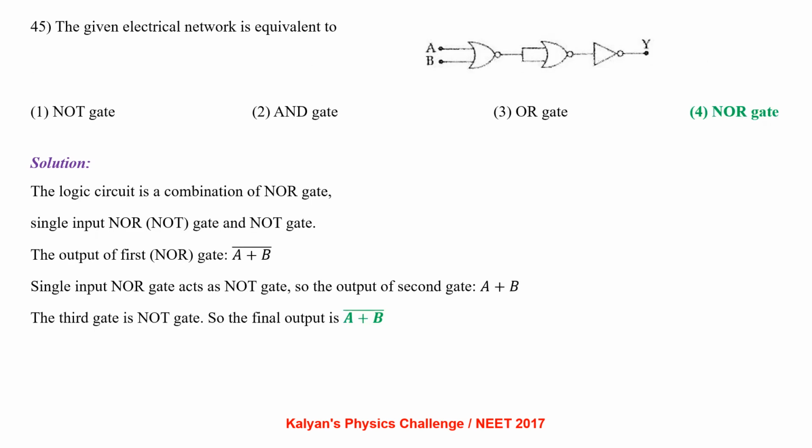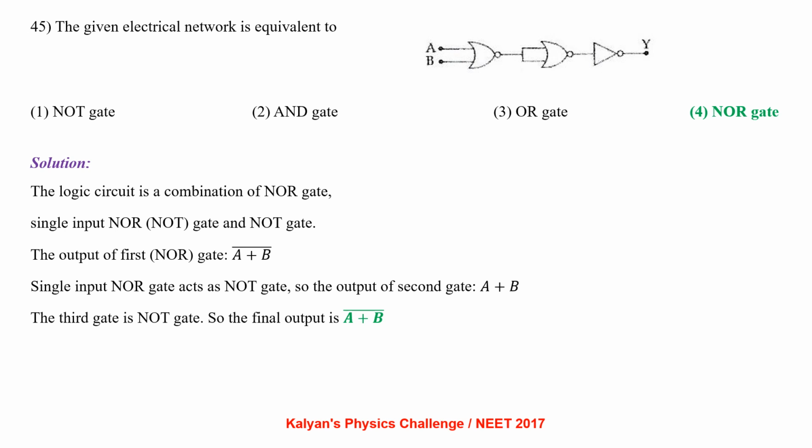The given electrical network is equivalent to, as you can see, a digital logic circuit involving logic gates. The first one is a NOR gate, the second one is a single input NOR gate, the third one is a NOT gate. Let us see the outputs one by one. The first one is a NOR gate. So the output of the NOR gate is (A plus B) whole bar.